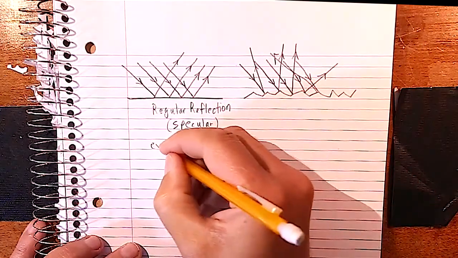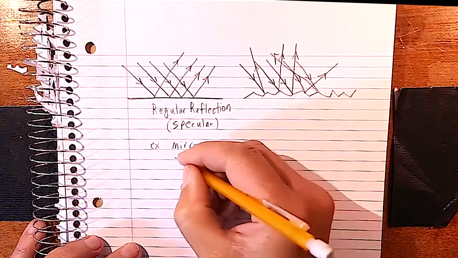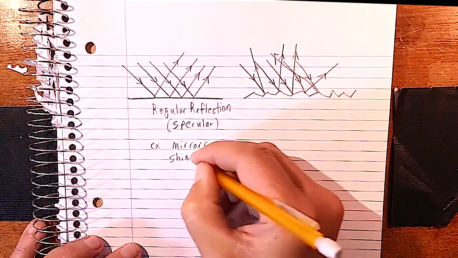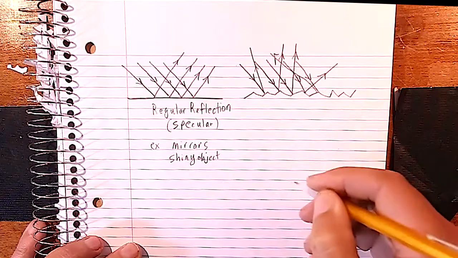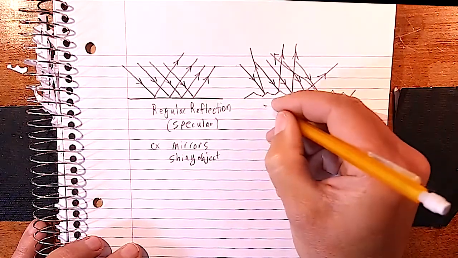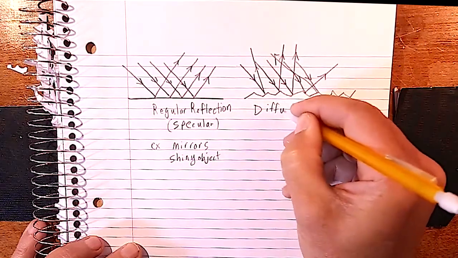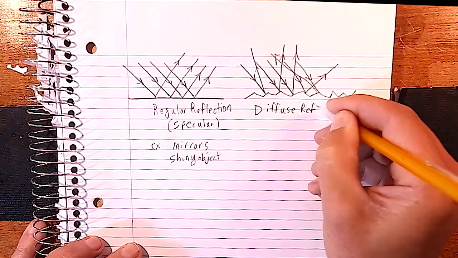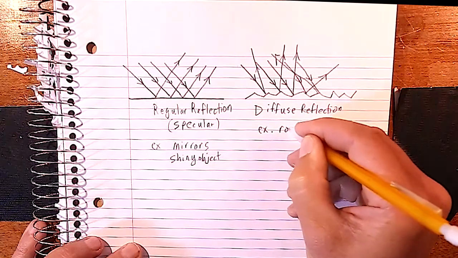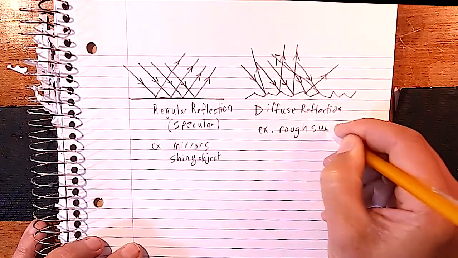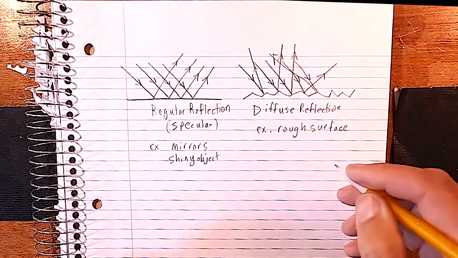Examples of this would be mirrors, because mirrors are very flat, and also anything that's shiny. A shiny object is going to be reflecting the light as regular reflection. This here, when we have a rough surface, is called diffuse reflection. And diffuse reflection occurs when the surface is rough. So an example of that would be paper. Now, it may not seem that paper is rough, but at the microscopic level, it is.